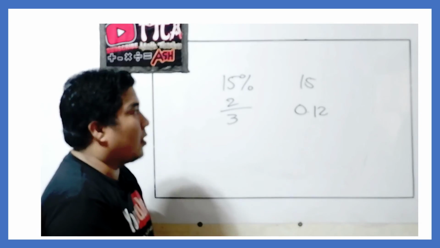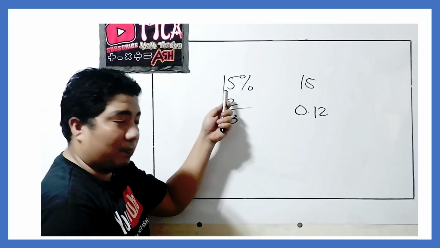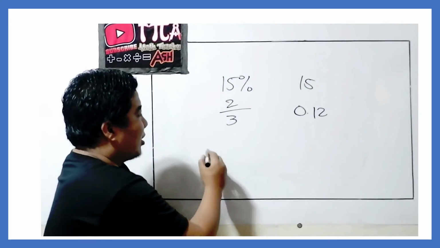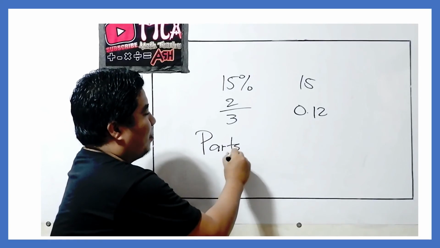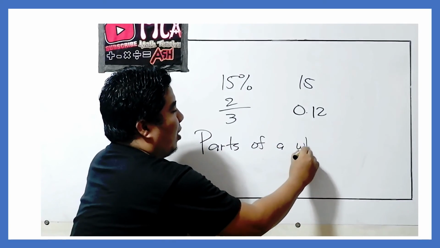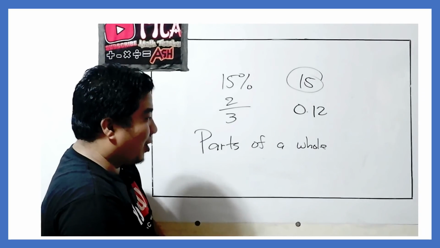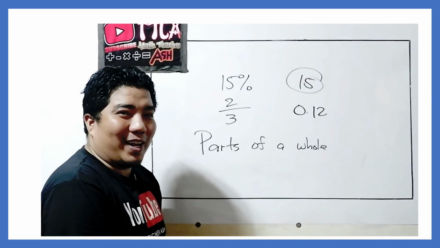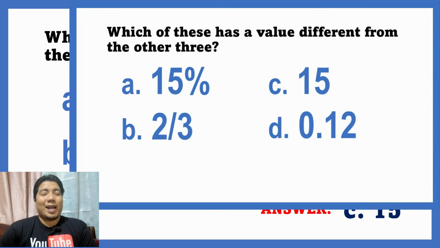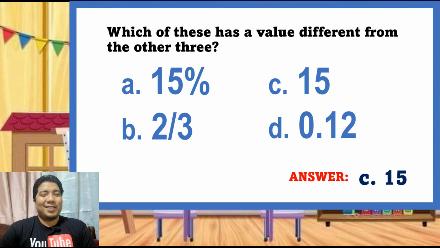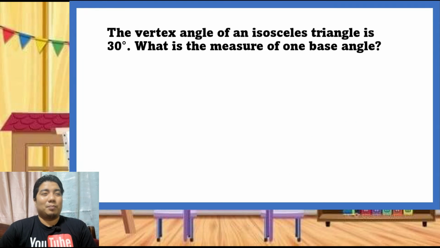Now, remember, my dear math learners, that percent, fraction, and decimal always talk about the parts of a whole. While 15 here is the only whole. So, therefore, we already know the correct answer. And the correct answer is letter C, 15. Easy, right? Now, let us go to the next problem.